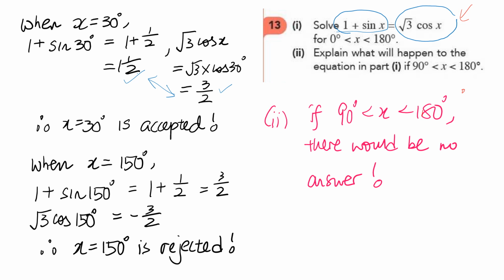Okay, so this one, they just want to test whether you know what's going on. Because some people will say, oh, x between 90 and 180, for sine to be positive, second quadrant also can, so the answer is 150. But we have already shown in part 1 that x equals 150 does not satisfy the equation. You see, so this one is just to test whether you actually know what's going on or not. Okay, right. So that's all for this exercise 11.2.